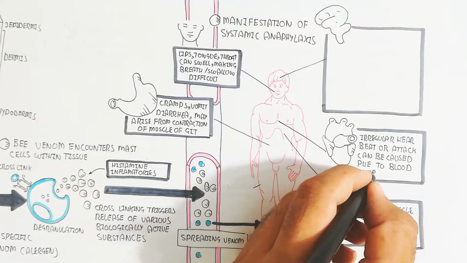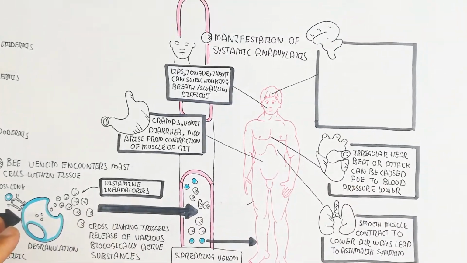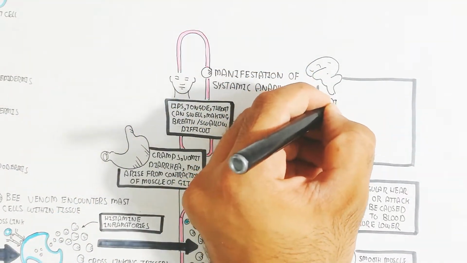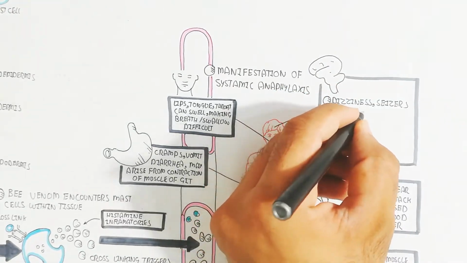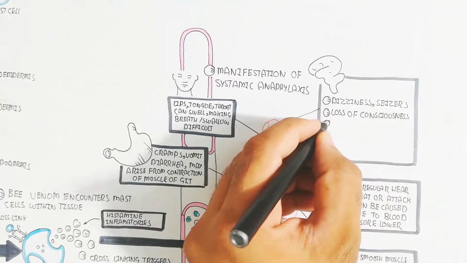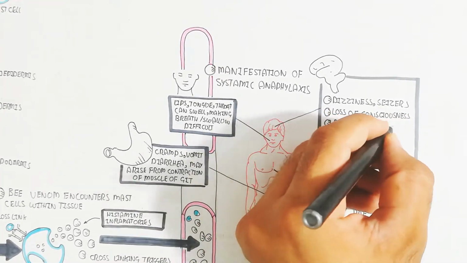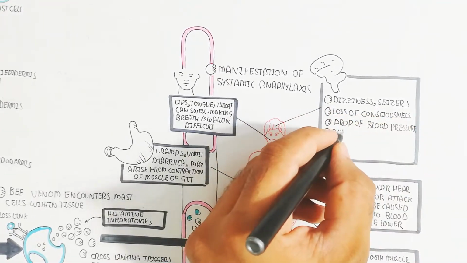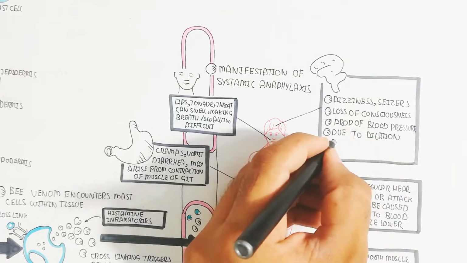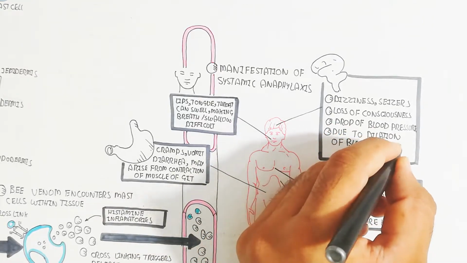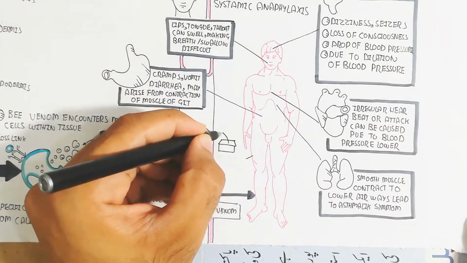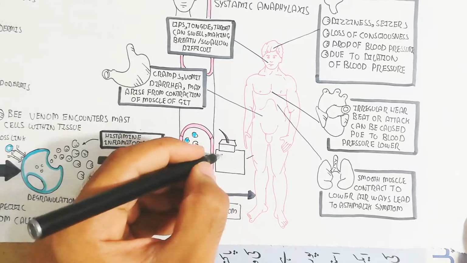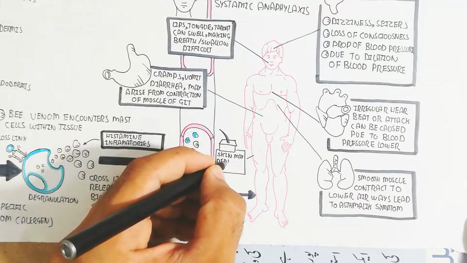As for the effect on the brain, there are dizziness, seizures, loss of consciousness, and a drop of blood pressure due to dilation of the blood vessels, which causes low blood pressure. This low blood pressure can also lead to a heart attack. Remember, on the other hand, the skin may show redness or rashes.